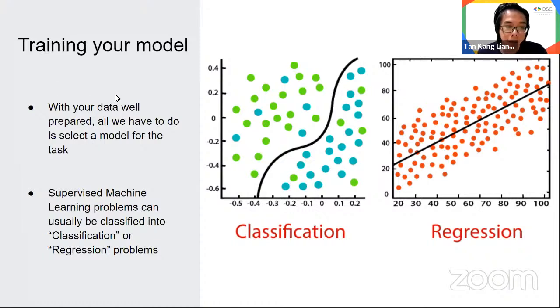So with our data all prepared, all we have to do is select a model for the task. Most supervised machine learning are supervised in the sense that you have the data with your features and the data that you want to predict.